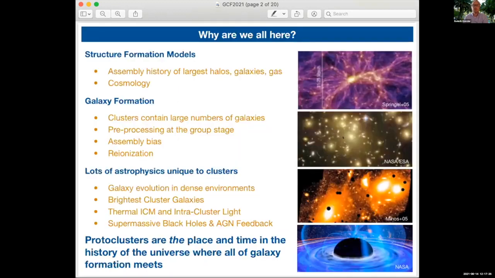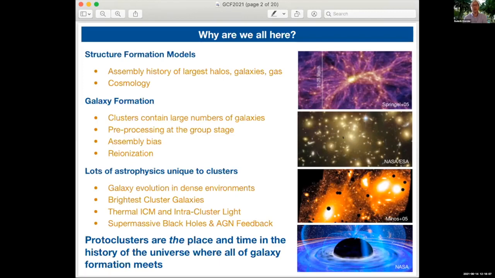So let me also try to summarize why I think we are all here. The story of cluster formation is the story of the history of the largest objects in the universe. And this is, of course, closely related to the cosmology. From a general galaxy formation standpoint, I think we're really missing important pieces of the puzzle if we only focus on field galaxies. Clusters contain large numbers of coeval galaxies that may have affected each other and their surroundings on length scales and time scales that are much larger than those for typical galaxies.